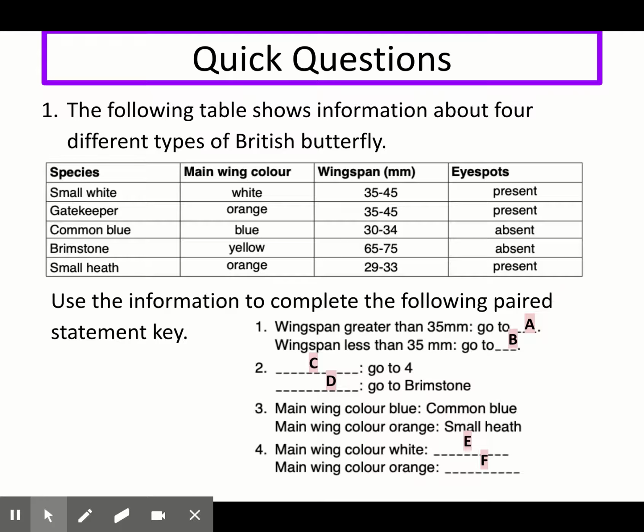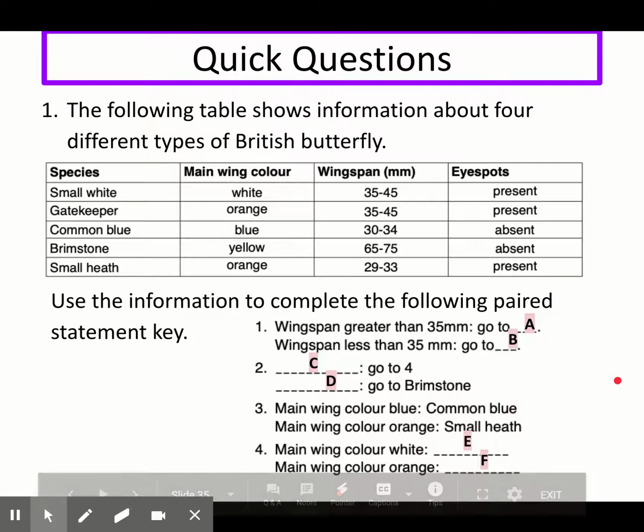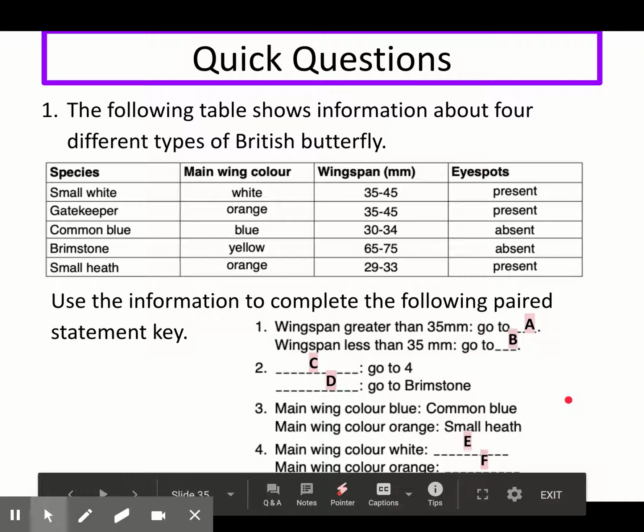Okay, so let's pause here and try some quick questions again on what we've just covered. Just a really, really quick one on paired statement keys, just to check you've understood it. Now, apart from identifying a particular picture using a paired statement key, you can be asked to actually construct one yourself. Normally in a past paper, they'll give you a mostly constructed one, but they'll have left some blank spaces. So pause the video here and using this information in the table, try and fill in A, B, C, D, E, and F on this paired statement key.